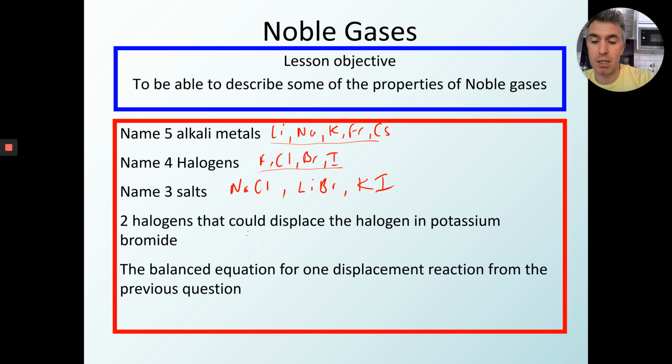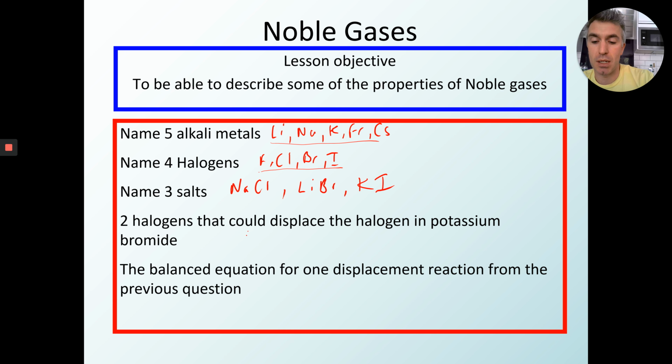So 2KBr plus Cl2, don't forget the 2 because all halogens are diatomic, turns to 2KCl plus Br2. Check. Did you get that right? I'm so proud.